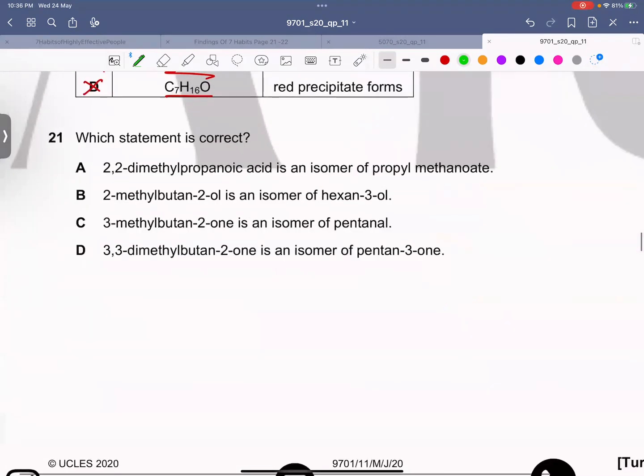Now question number 21. Which statement is correct?